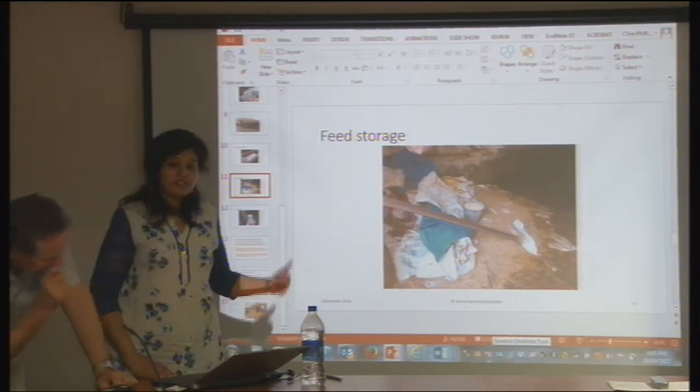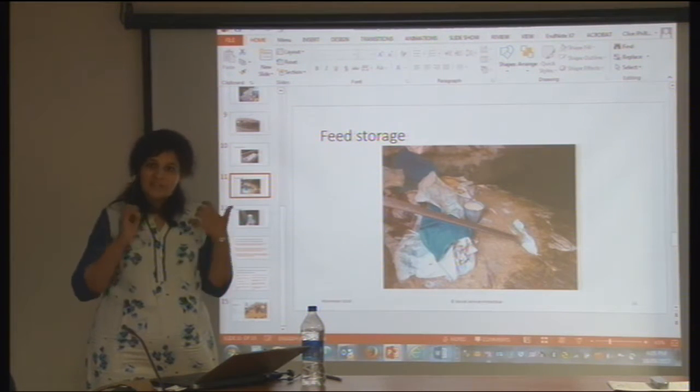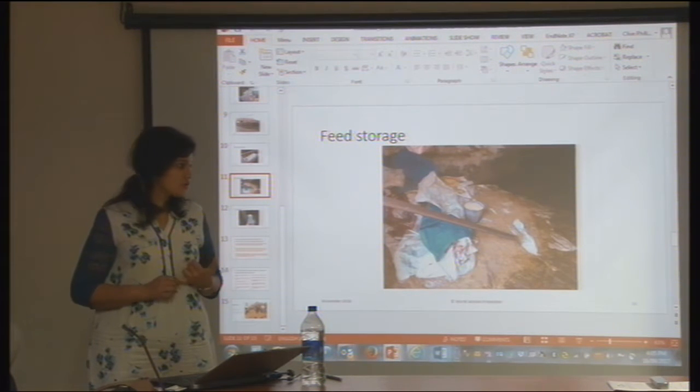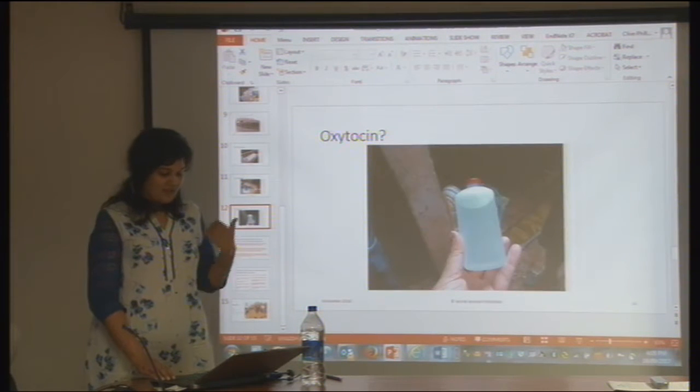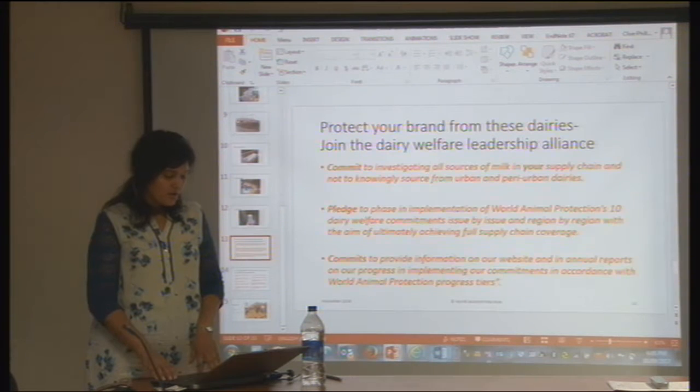Yeah, so with feed storage, you'll see that the feed is all wet, and sometimes people are staying in the same room as the feed store. So it's not really preserved well, the way it should be. Again, this is a bottle that I confiscated. We don't know whether it's oxytocin or not.